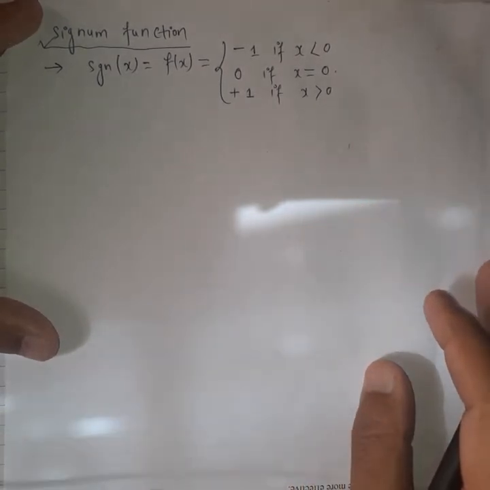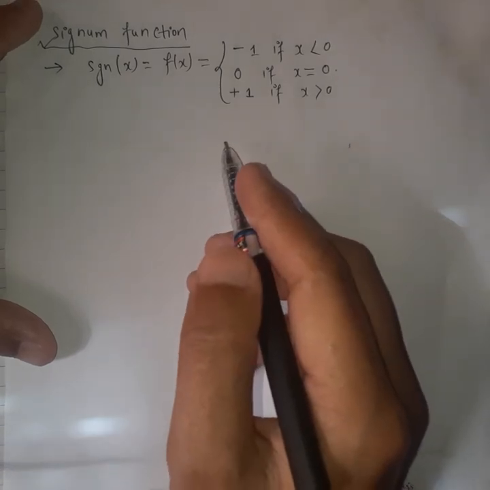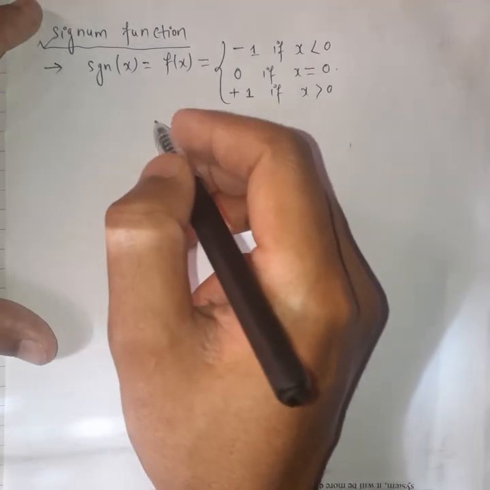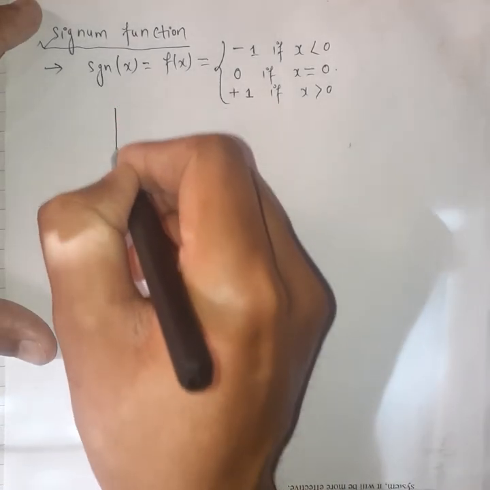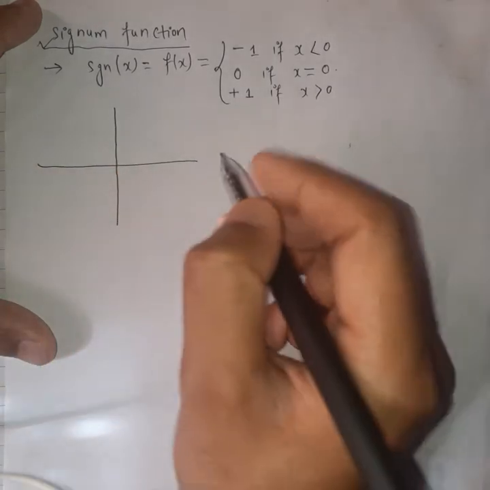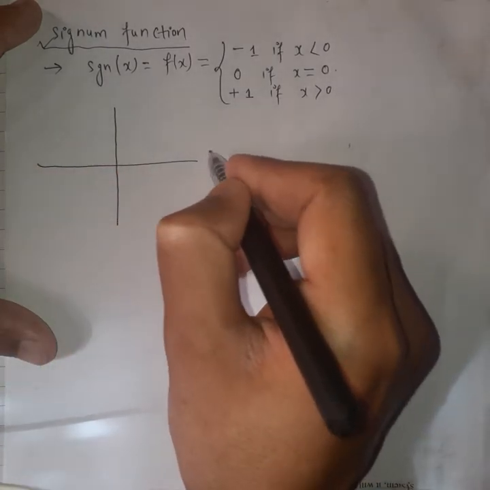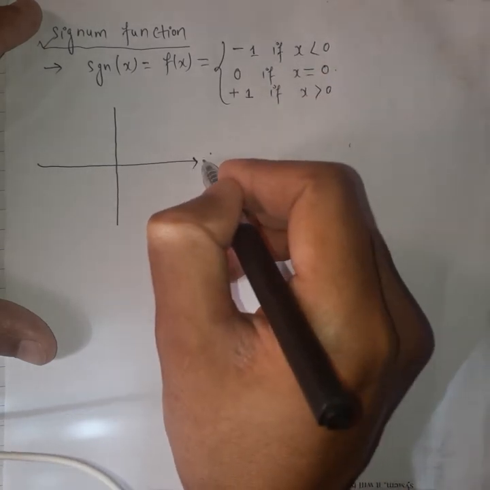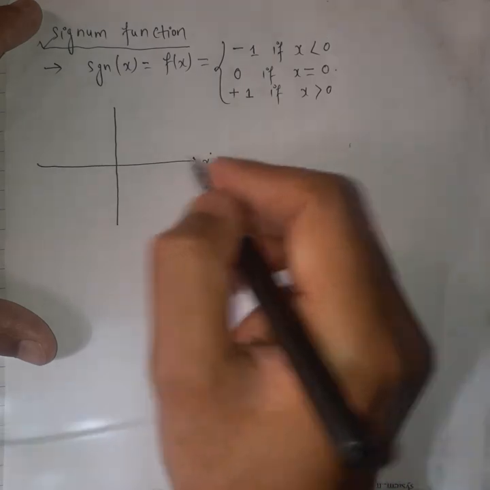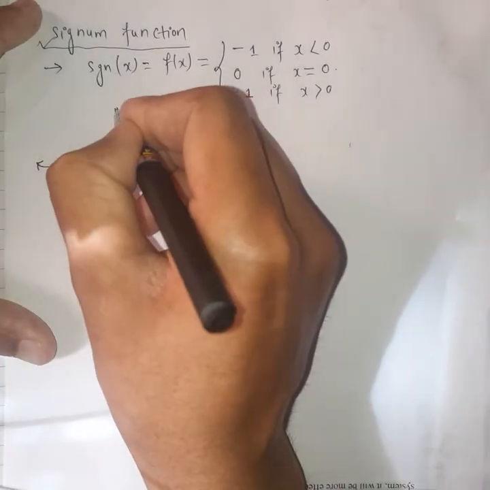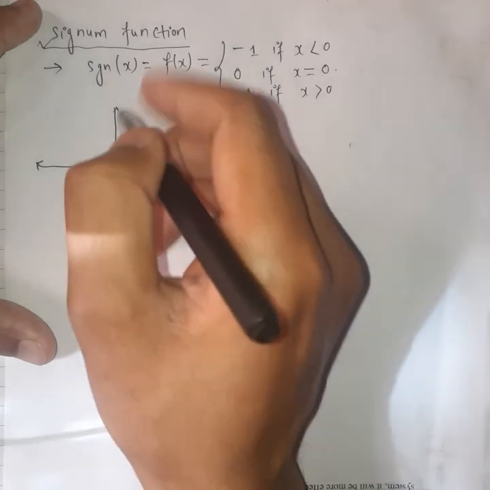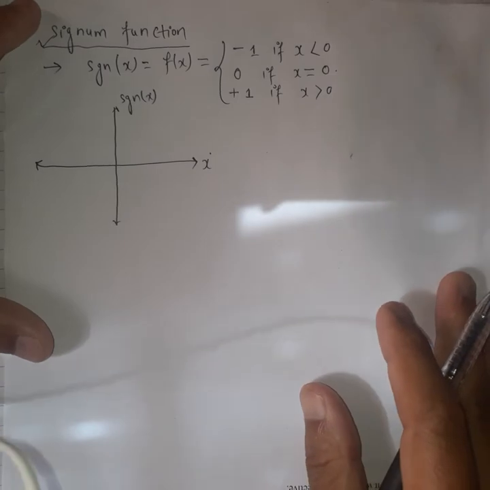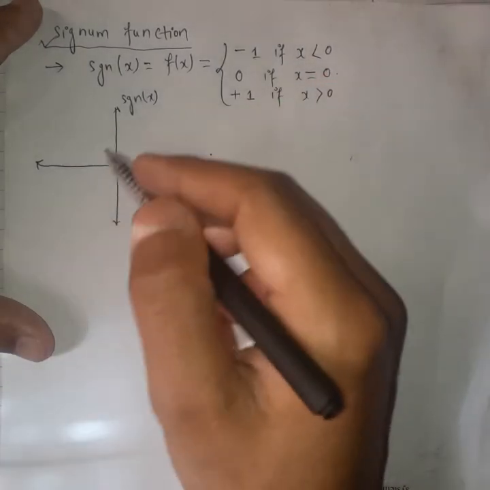Let's plot the graph of the signum function, and then we will discuss the domain and the range of this function. Let's plot the graph first. Let's suppose this is the x-axis. Here the input x is taken as the horizontal axis, and the output is signum of x, which is f of x. Let's plot this data on this graph.